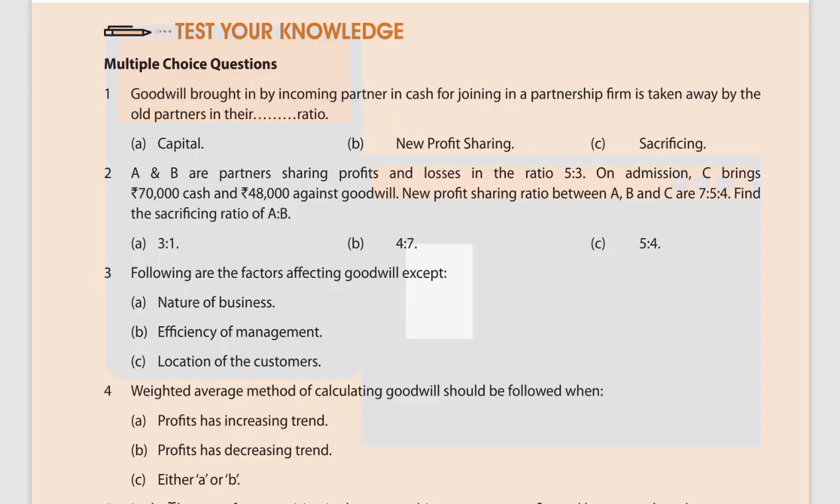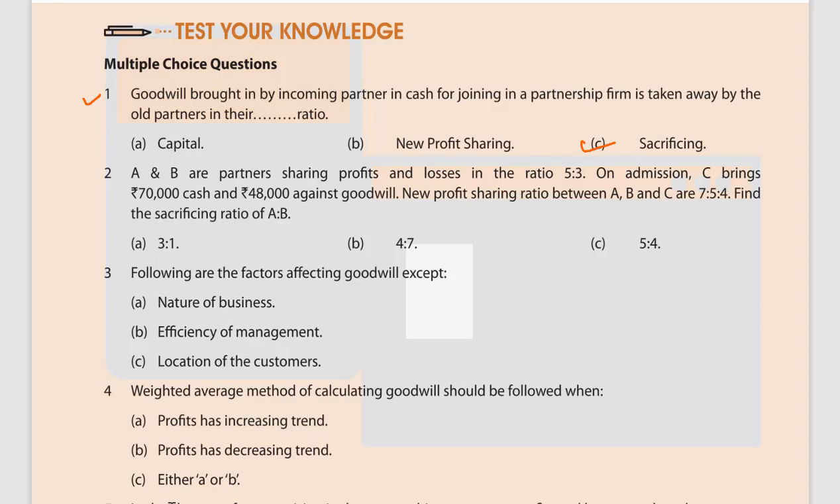Let us quickly do the multiple choice questions. Question 1. Goodwill brought in by an incoming partner in cash for joining a partnership firm is taken away by the old partners in their dash ratio. A. Capital ratio. B. New profit ratio. C. Sacrificing ratio. The answer is C, sacrificing ratio.